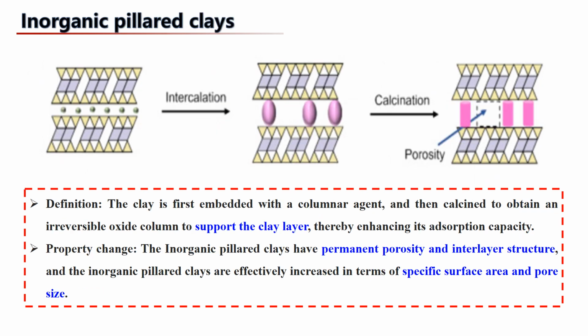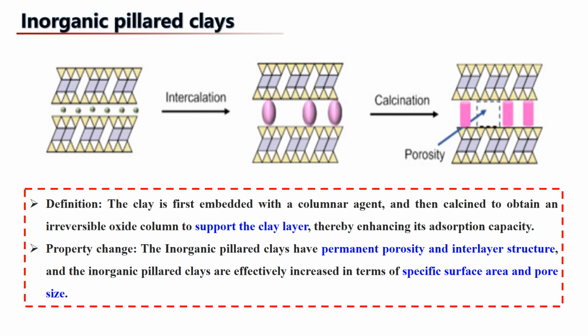Next is the inorganic columnar modified clay. The method is to first intercalate the clay with the columnar agent, and then calcine to obtain an irreversible oxide column to support the clay layer, thereby enhancing its adsorption capacity. The clay modified by inorganic columns has a permanent pore and interlayer structure, and its specific surface area and pore size are effectively increased.